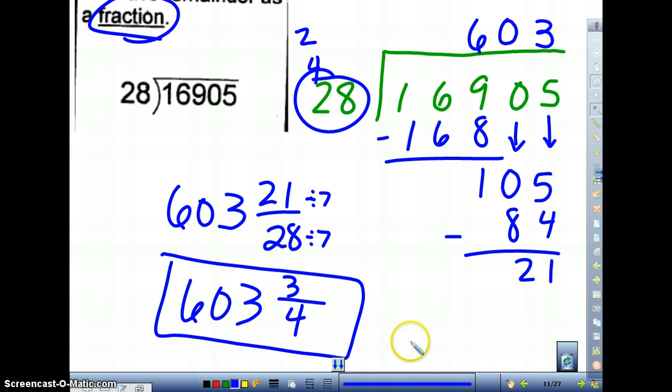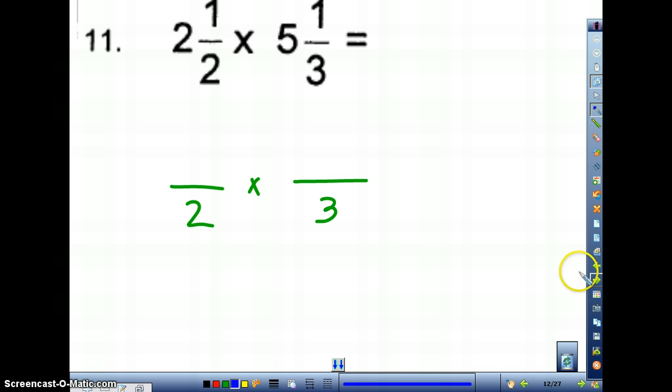Okay, 2 more problems. This one right here, you're multiplying mixed numbers. In order to multiply mixed numbers, you have to change them to improper first. Okay, so 2 and 1/2 is the same as how many halves? 5 and 1/3 is the same as how many thirds? 5 times 3 plus 1? 16 thirds.